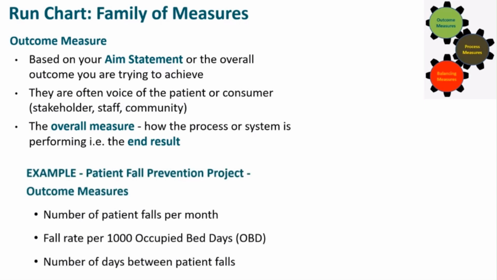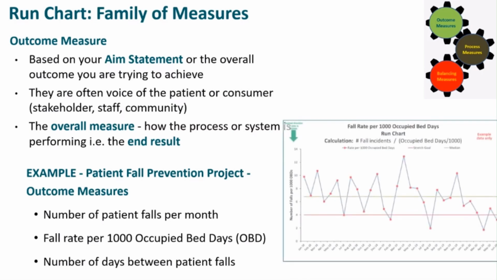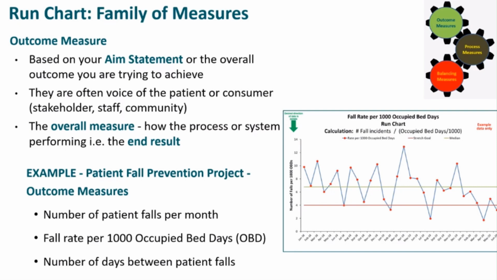An example here about patient falls prevention. The outcome measures for this kind of project might be the number of patient falls per month, or the fall rate per 1,000 occupied bed days, or the number of days between patient falls. And here's an example of a run chart looking at fall rate per 1,000 occupied bed days over time.